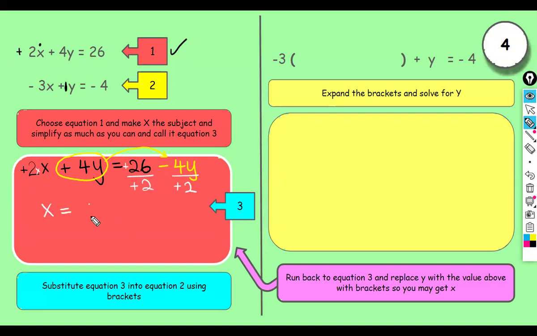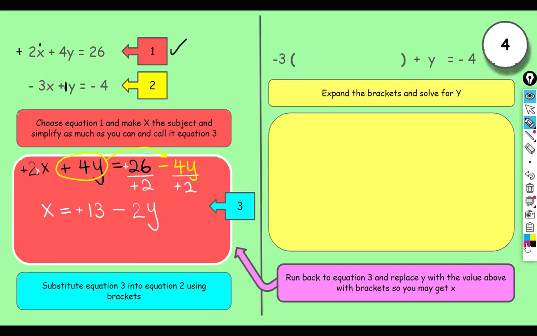26 divided by 2 is 13. When you divide two positives, you get back a positive. 4 divided by 2 is 2. Don't forget to put back Mr. Y. A minus divided by a positive is a minus. How many people have that for equation 3? Now, we're far from finishing, but remember, we have to get equation 3 correct first. Great.